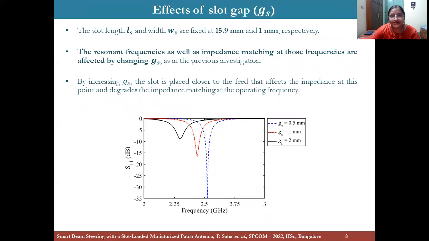The effects of slot gap are shown in this slide. The slot gap is varied by keeping the other dimensions of the slot constant. From the figure, we can see that by increasing the slot gap from 0.5 mm to 2 mm, the resonant frequency is shifted down, but at the same time, the impedance matching of the patch is degraded.